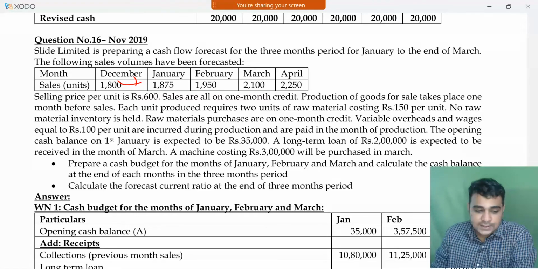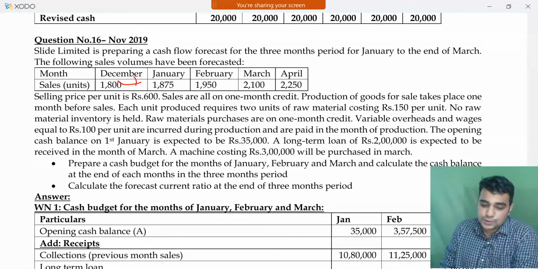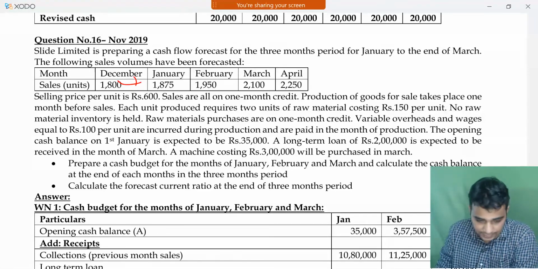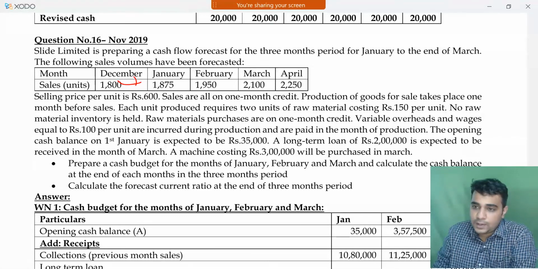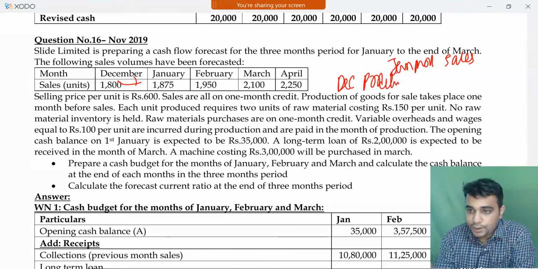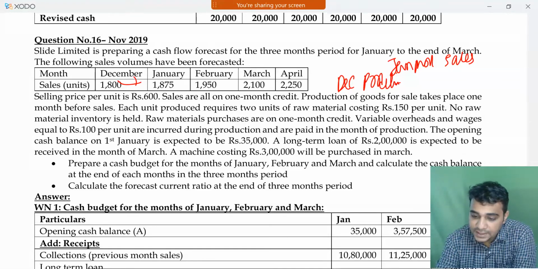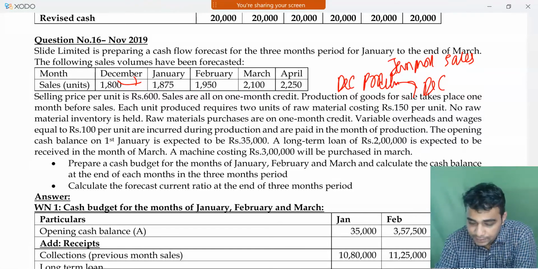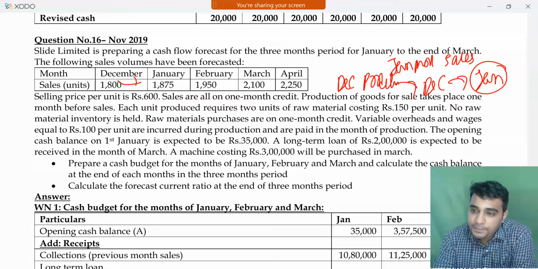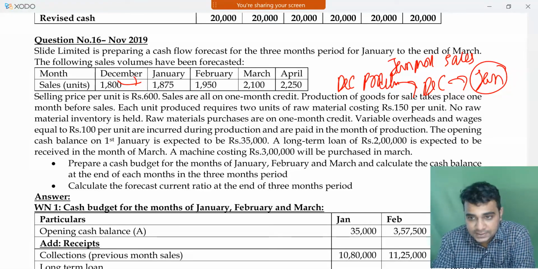Production of goods for sale take place 1 month before sales. Each unit produced require 2 units of raw material costing 150. No raw material inventory is held. Raw material purchases are on 1 month credit. Now listen to this carefully. Jan month sales, production will happen in December. Purchase will happen in December. Payment for that will happen in Jan. In short, Jan payment is for Jan month sales itself from a raw material point of view.